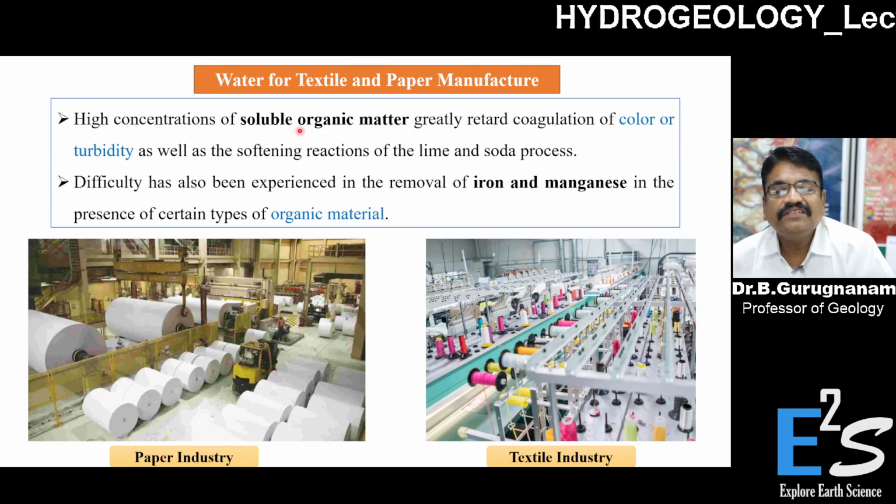A higher concentration of soluble organic matter is greatly correlated with color and turbidity. Similarly, difficulty has also been experienced in removing iron and manganese from the water, and with the presence of organic material in water for the paper industry as well as the textile industry.